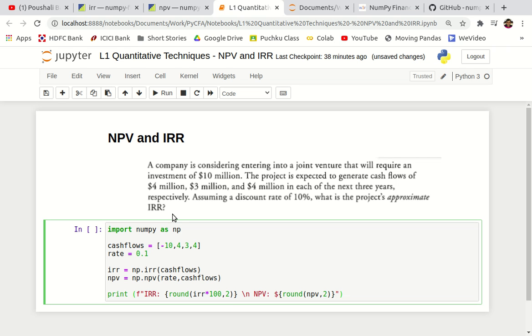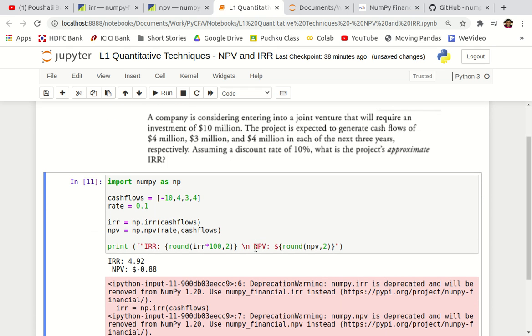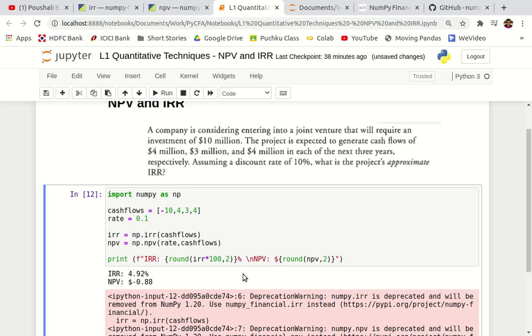I think we are good to go. Are we? Yes. Let's see. Okay, let's put a percentage around here. That looks better. So the IRR is 4.92% and the NPV is minus $0.88 million.